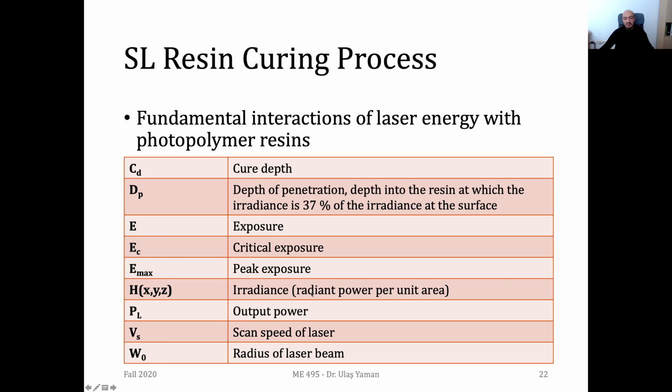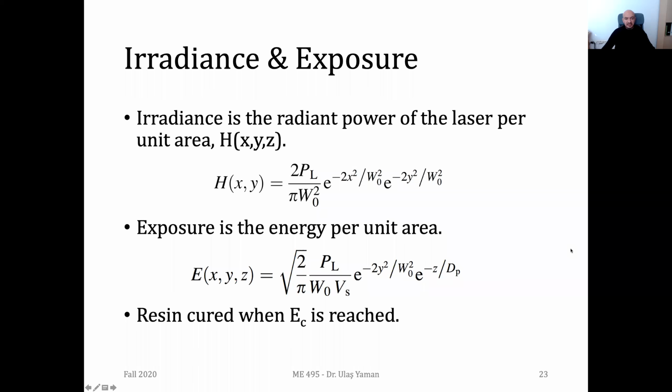Irradiance is the radiant power per unit area. It depends on the type of source you are using. We have output power. We have the speed of the laser, or speed of other things if you are using them, but it's mostly valid for laser. And then lastly, we have the radius of the laser beam. So now let's have a look at some basic relationships.